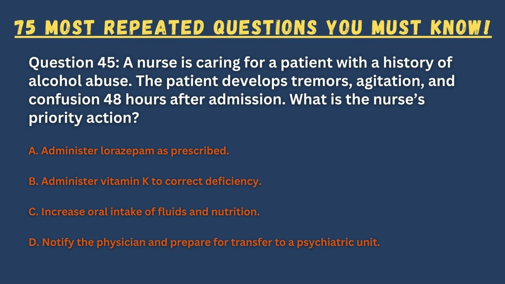Question 45. A nurse is caring for a patient with a history of alcohol abuse. The patient develops tremors, agitation, and confusion 48 hours after admission. What is the nurse's priority action? A. Administer lorazepam as prescribed. B. Administer vitamin K to correct deficiency. C. Increase oral intake of fluids and nutrition. D. Notify the physician and prepare for transfer to a psychiatric unit.